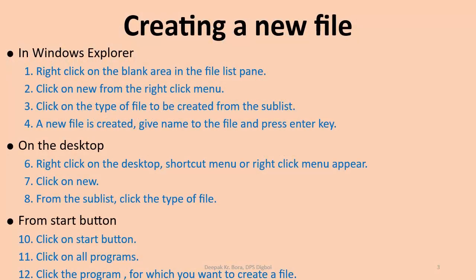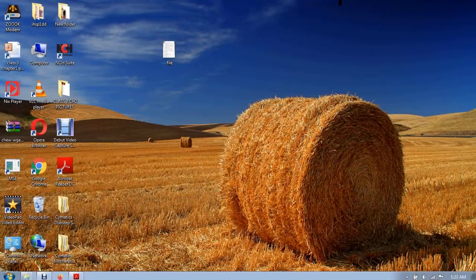Creating a new file. In Windows 7, we can create a new file in three different ways: in Windows Explorer, on the desktop, and from Start button. I'm going to explain to you how we can create a new file in these three different ways. We are going to see how to create a new file.